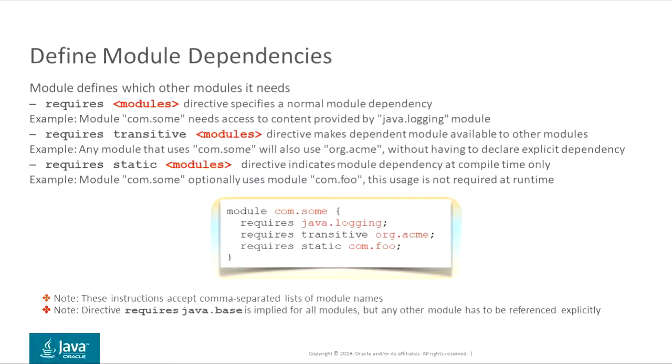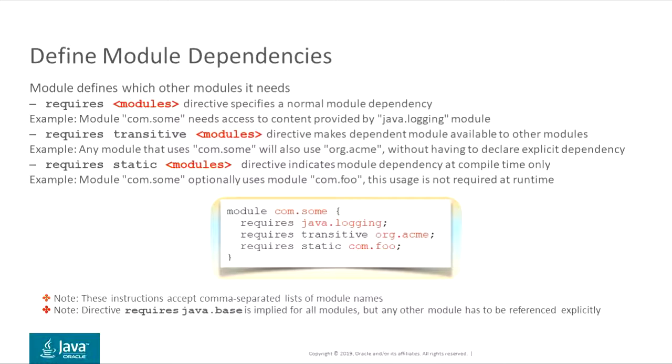The static is a dependency which is enforced at compile time only. The regular requires dependency is verified upon application startup. But if you say it's static, it will not be verified upon application startup. For example, if you want to link an optional framework to your application, which you may or may not decide to use based on specific deployment, that could be a requires static directive. One requires directive always exists, and that is requires java.base, which is the core module without which you can't really do anything in Java.